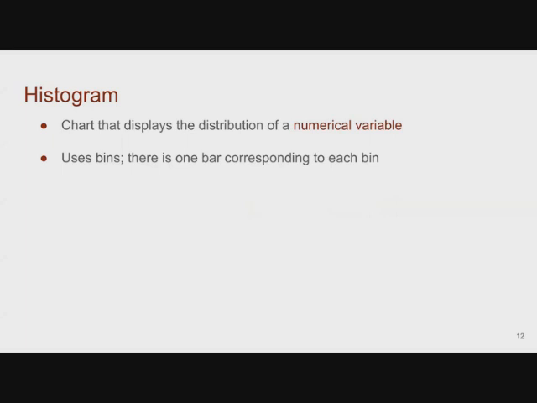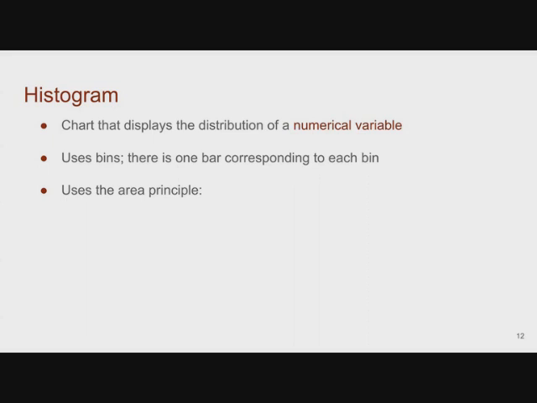And so the key with histograms, and one of the big primary differences from bar charts, is that histograms use bins. Since we're dealing with numerical data, we can bin that data, and there's going to be one bar corresponding to each bin. Unlike a bar chart, the size of the bin, how wide these bins are, is up to us, and the bins don't have to be uniform. We can bin however we like.